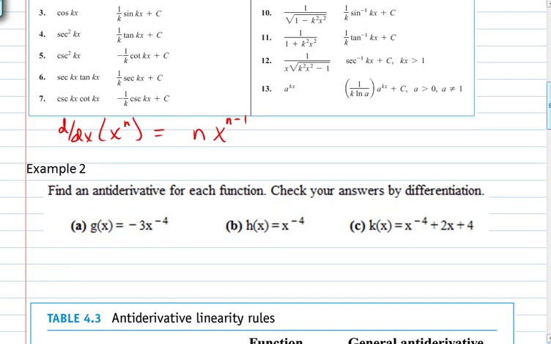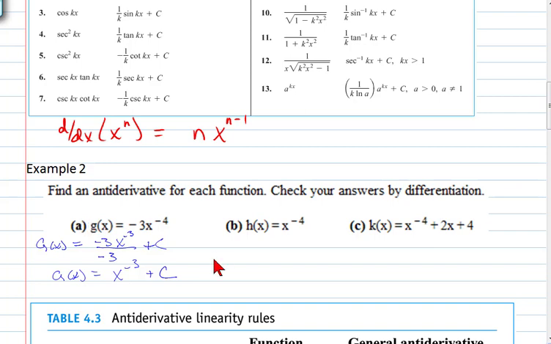So let's use the power rule and find an antiderivative for each one of these functions. So we have capital G of x. Add 1 to the exponent. And what do you get? We have x to the negative 3, and then divide this by the new exponent of negative 3, and we get G of x equals x to the negative 3 plus c. Well, you can check your antiderivative by doing what? Take the derivative and see if you get back what you started with.